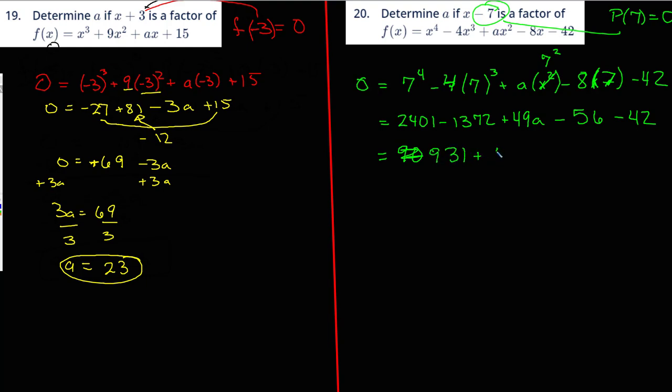And we still have that 49a. So I need to move the 931 over to the other side. And 49a is equal to negative 931. And if I divide both sides by 49, a is equal to a negative 19.